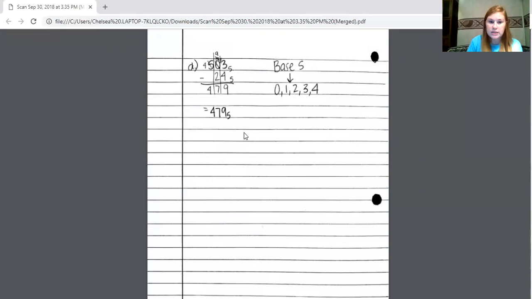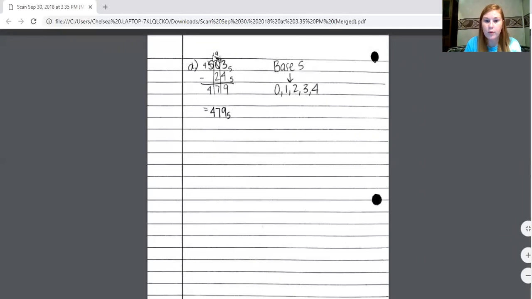Same thing on part D here. We're going to do the exact same way. We're going to borrow, and that's how we come up with our answer. We're going to get 479 with a base of 5.